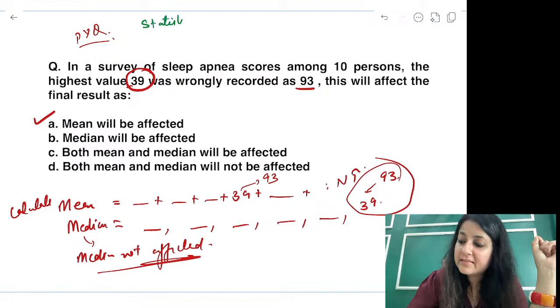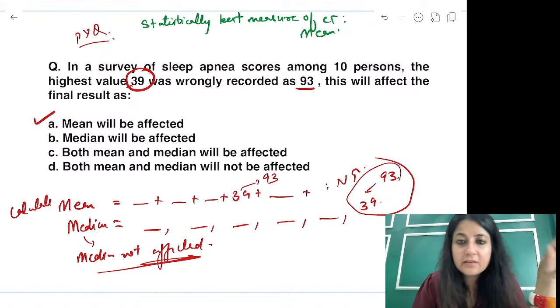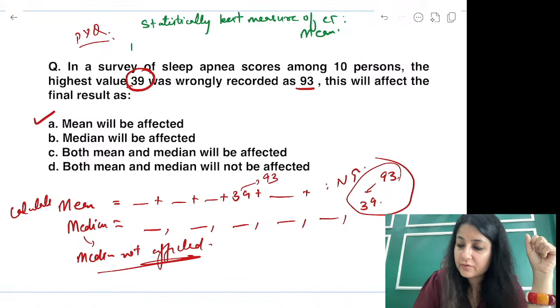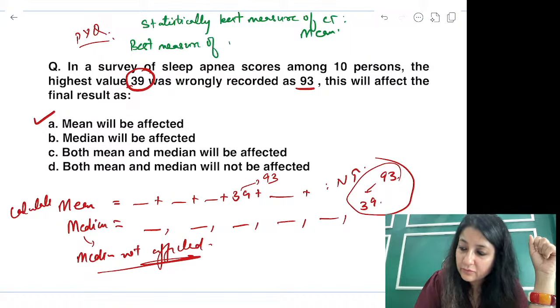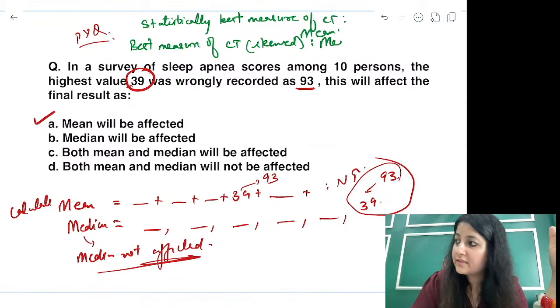So moral of the story: if anybody asks you, statistically, what is the best measure of central tendency? Please remember, statistically, the best measure of central tendency is mean, because it includes the sum of all observations. But if someone asks you the best measure of central tendency for a skewed observation, where there are outliers, what is it?